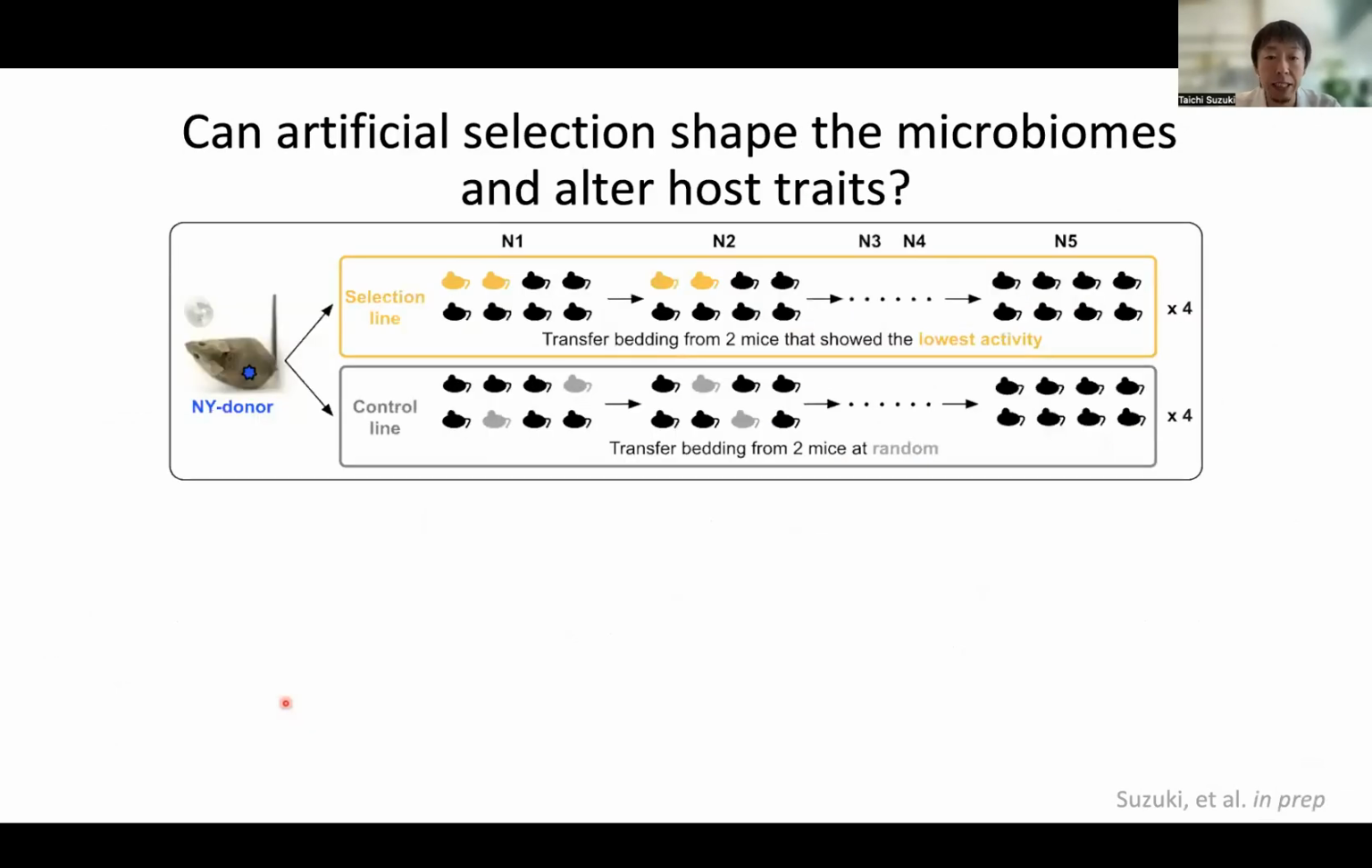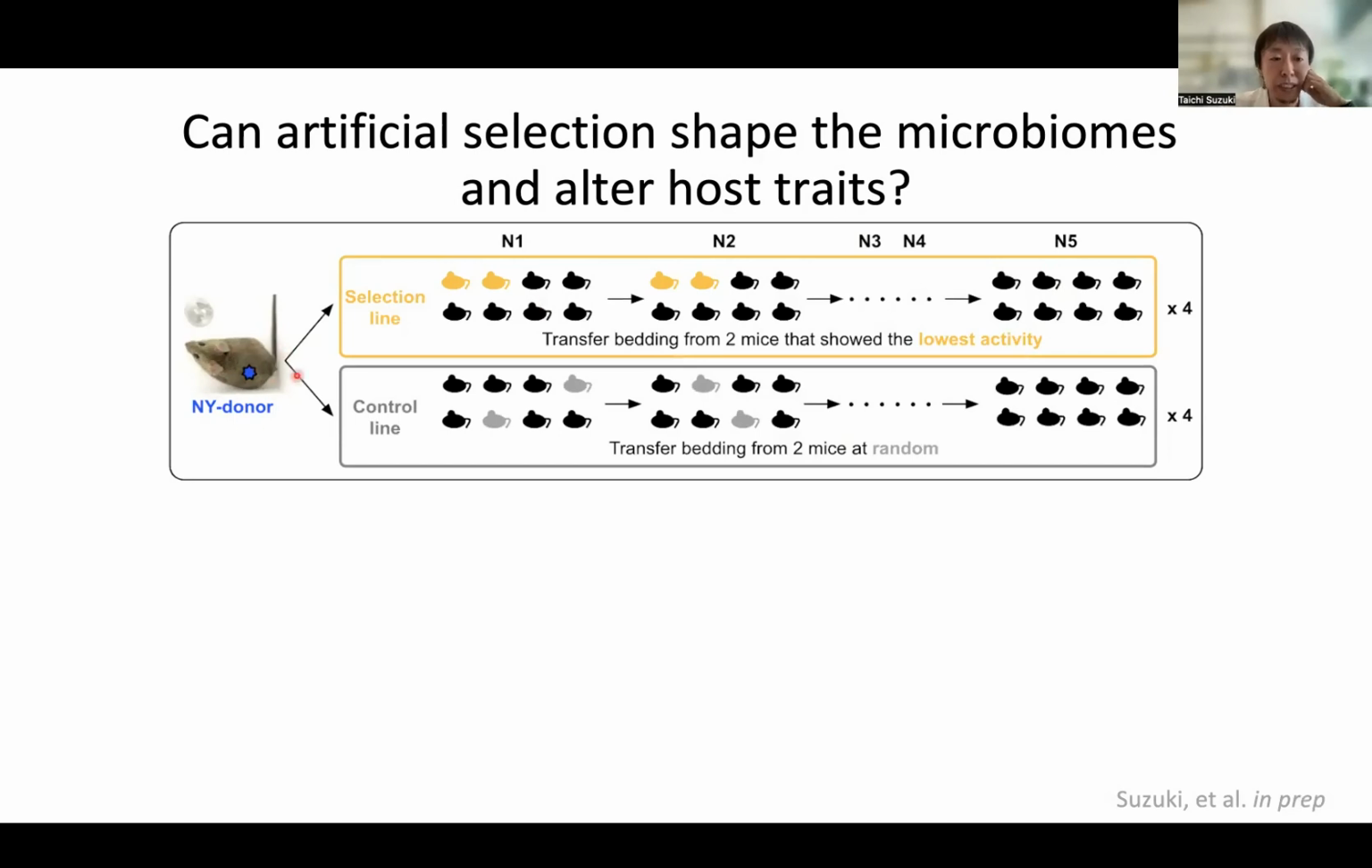And here's the design. The basic idea is to try to evolve these high latitude microbiomes, which is like mimicking the ancestral state in Europe, and try to evolve the microbiome into more low latitude microbiome, like the Brazil microbiome.